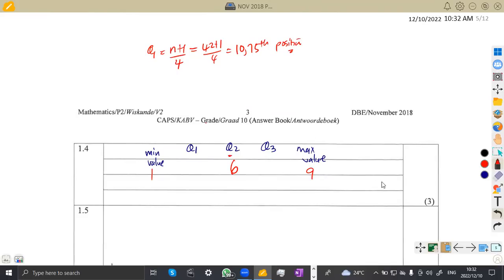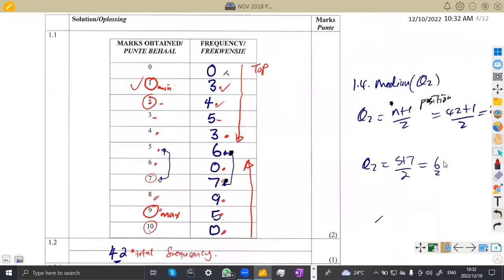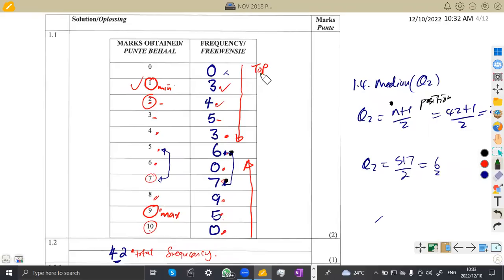All right, let's check from the table that we have here. I was supposed to explain the other method, which I remember from Q2, but we're going to do that another way. We said we need the 10.75 position. This is Q1, so you add from the top going downwards until you obtain 10.75.